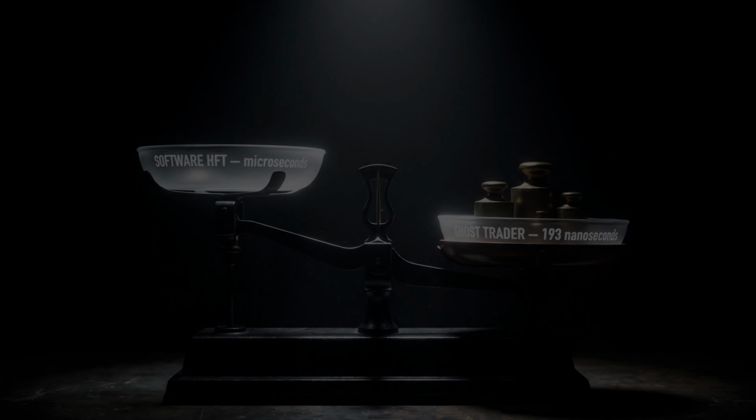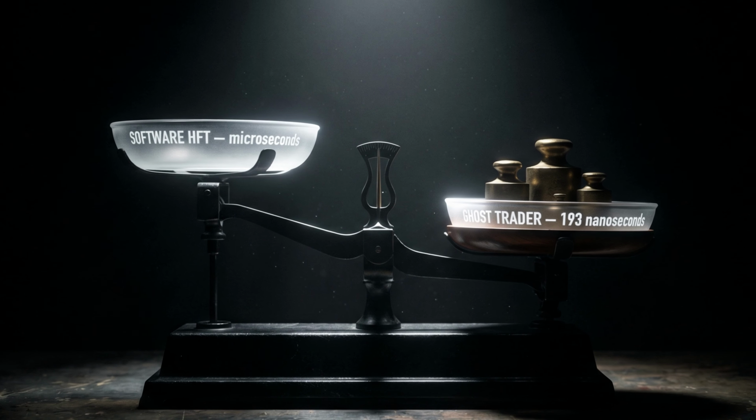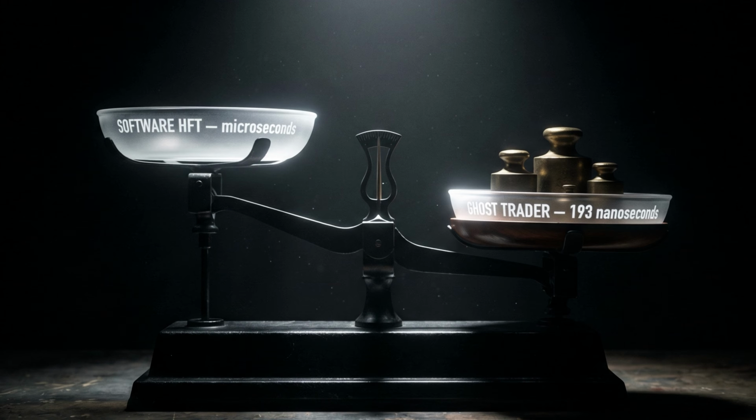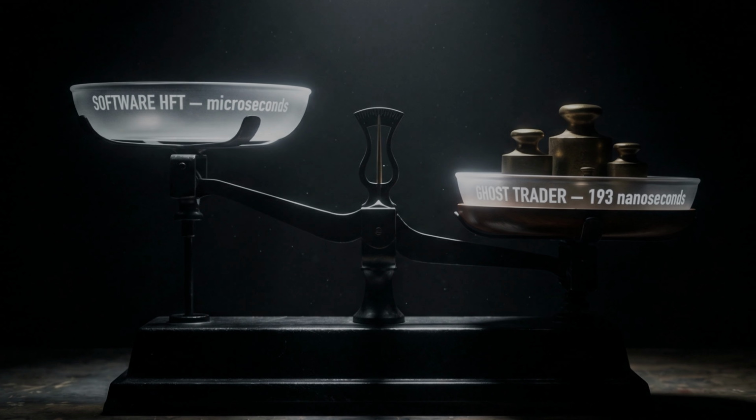The fastest software HFT system operates in microseconds. The Ghost operates in nanoseconds. The difference reaches up to 1,000-fold. There is no optimization here. There is a fundamentally different architecture here.